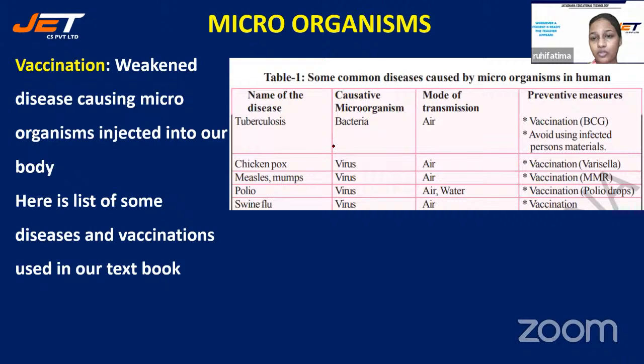See, tuberculosis: the causative microorganism is bacteria, and the mode of transmission, how it enters our body, is through air. The vaccination given for tuberculosis is BCG. And avoid using infected persons' materials. This is the preventive measure that you have to take.